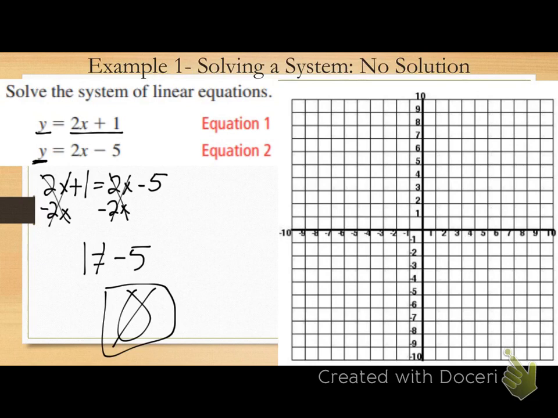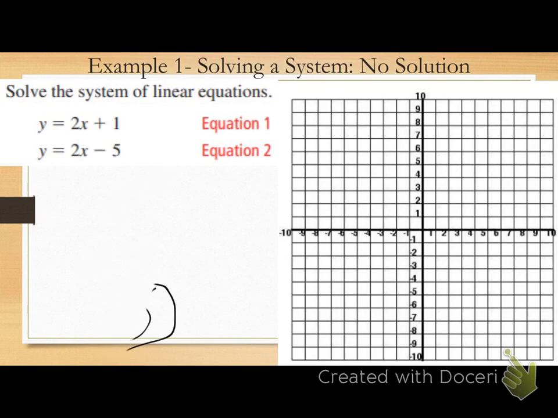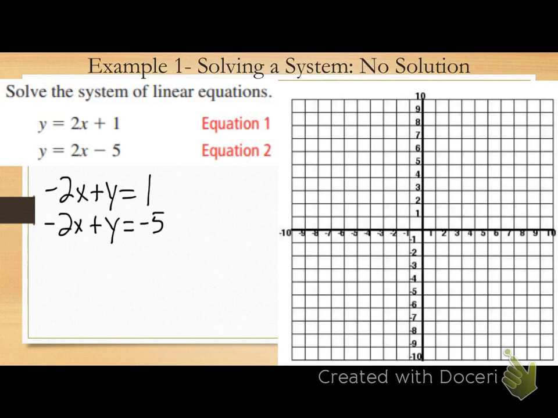Can I erase and move on and solve by elimination now so we can see what that looks like? Okay. I'm going to go ahead and line up our x and y values for us. So I'm going to subtract 2x from both sides on each equation. So it'll be negative 2x plus y equals 1. Negative 2x plus y equals negative 5. So that's what those equations will be if you put them in standard form, which is the form we want them in for elimination.